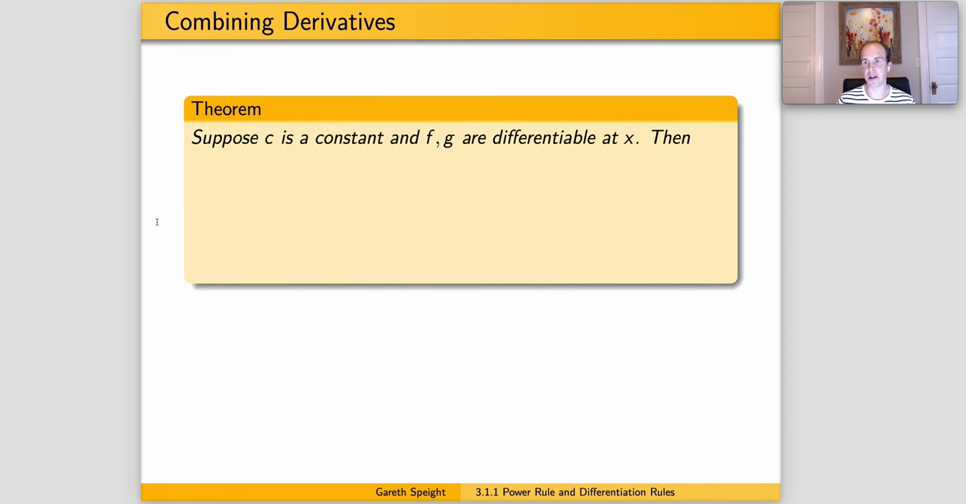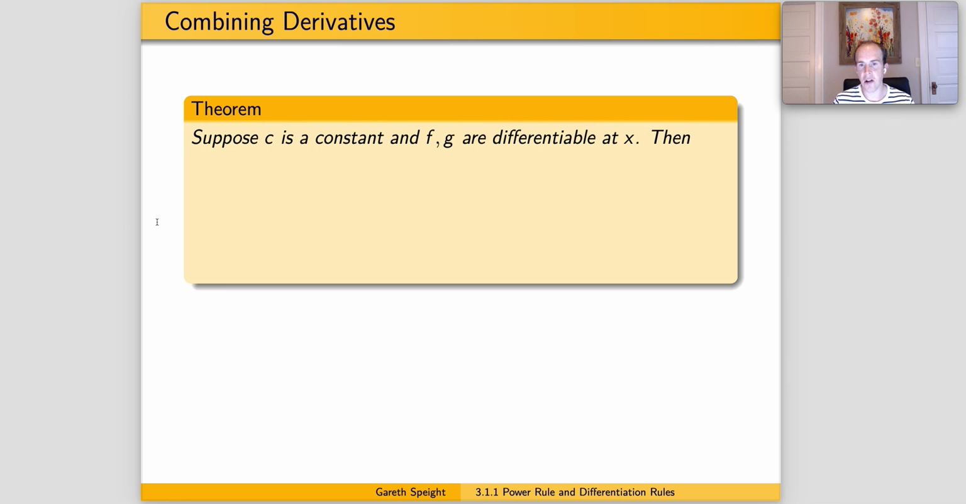Okay, so now we know how to differentiate every power function, so x to the n. So it would be good to have different ways of combining different functions that we know how to differentiate. We know how to differentiate x squared and x cubed. Can we differentiate x squared plus x cubed, or can we differentiate 100x cubed? And of course we can, so we have rules for combining derivatives.